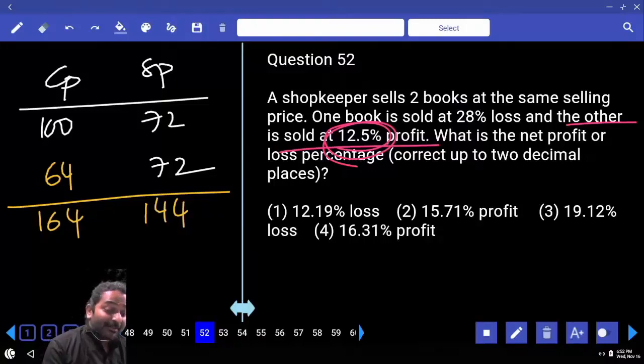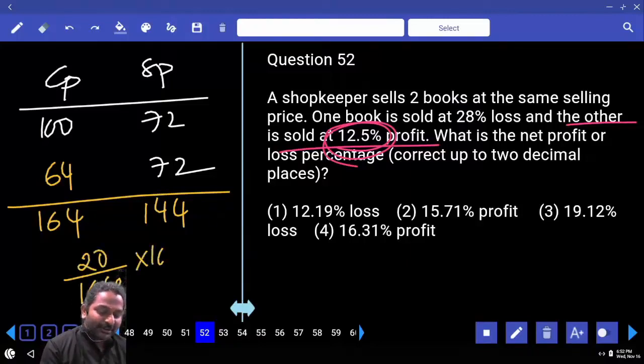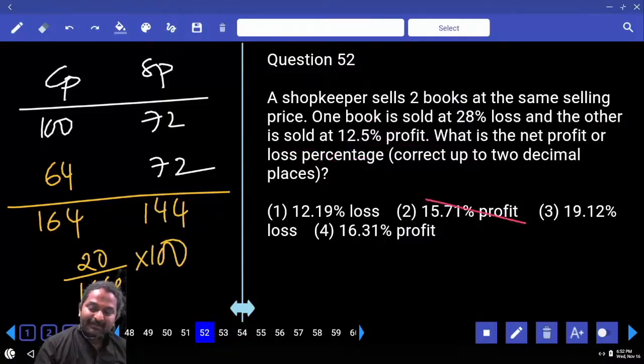Now we need to calculate how much is the loss made. 20 upon 164 into percentage, and you know that the answer can never be the second and fourth, correct? The first option is nearby 12, the second is nearby 20. Nearby 20, yes. What is 10% of the denominator? The numerator is how much more? Approximately 4. So it will be nearby 10% or 20%? Answer: first.